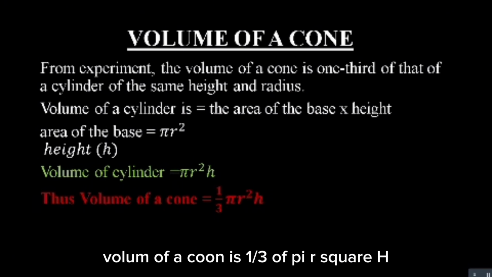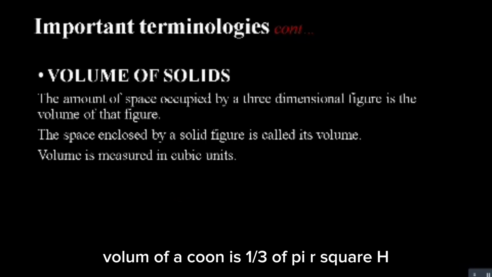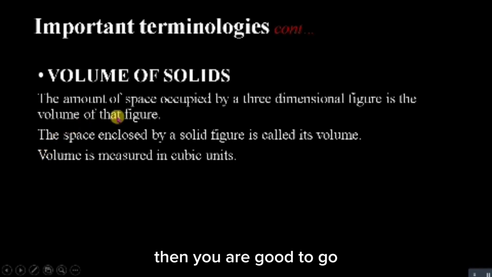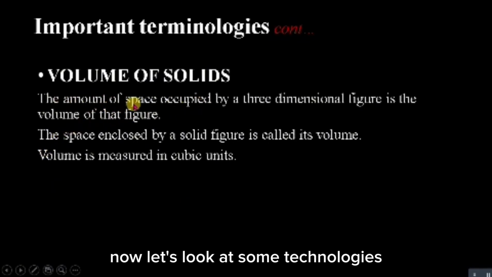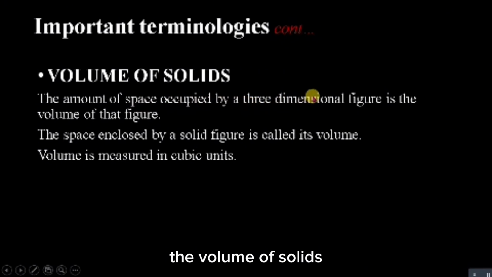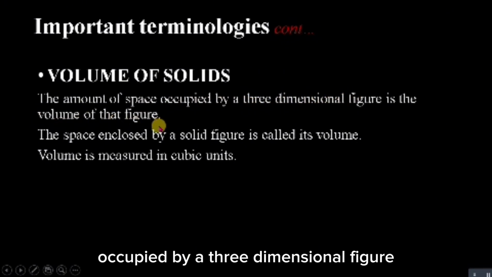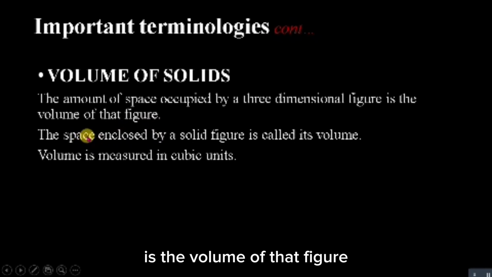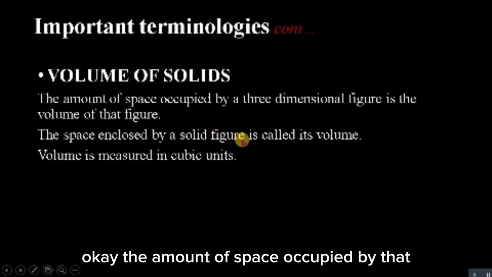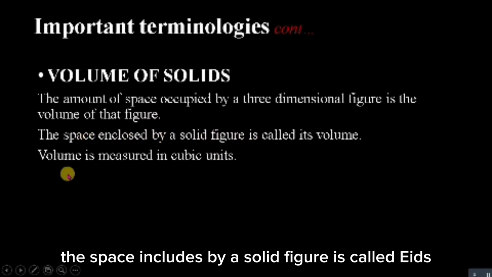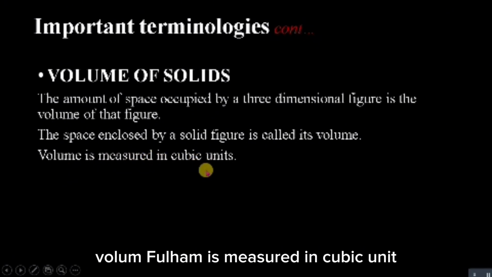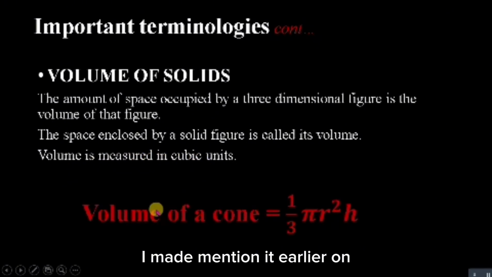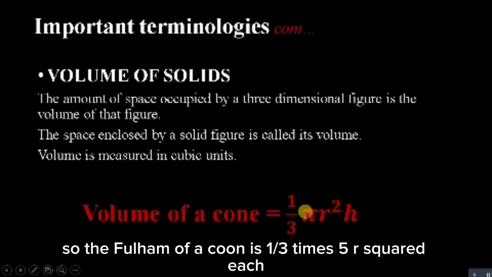Now let's look at some terminologies. The volume of solids: the amount of space occupied by a three-dimensional figure is the volume of that figure. The space enclosed by a solid figure is called its volume. Volume is measured in cubic units. I made mention of it earlier on. So the volume of a cone is 1/3 times pi r squared h. Take note, and that's what we are going to be dealing with.